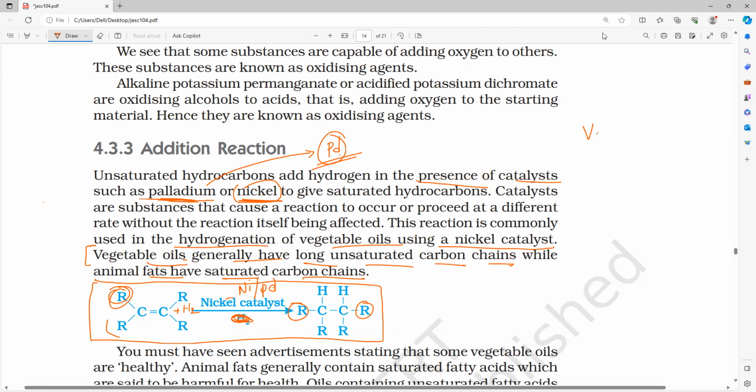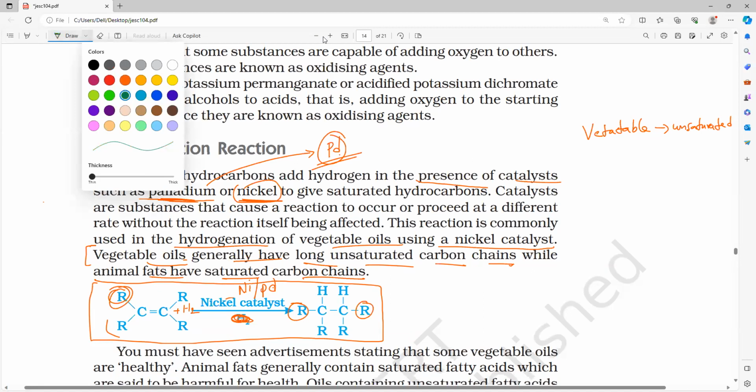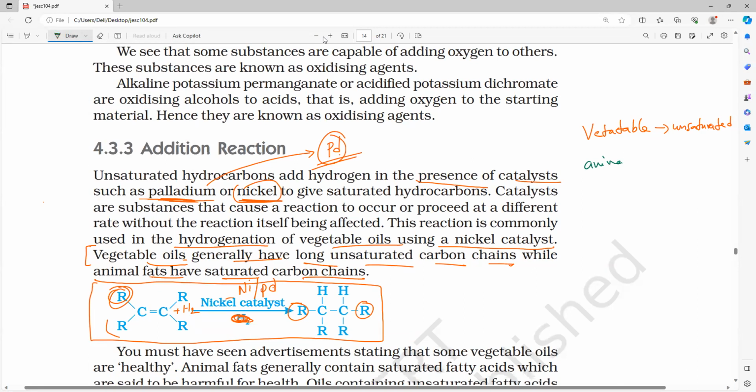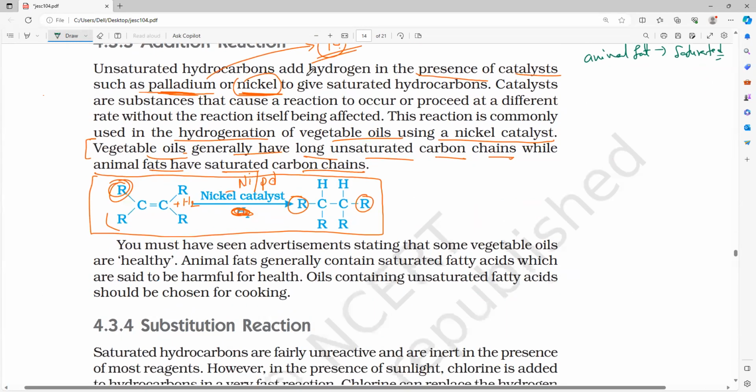Which is good? Vegetable oils have what, saturated or unsaturated? Unsaturated. Animal fat contains what, saturated or unsaturated? Saturated. Now, which is good to eat? Let us see that. Very, very important.